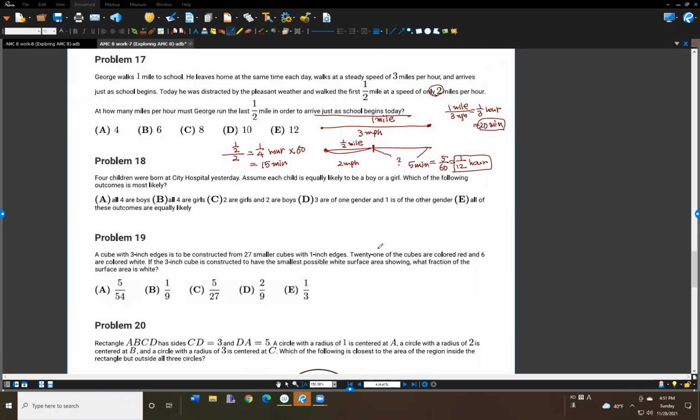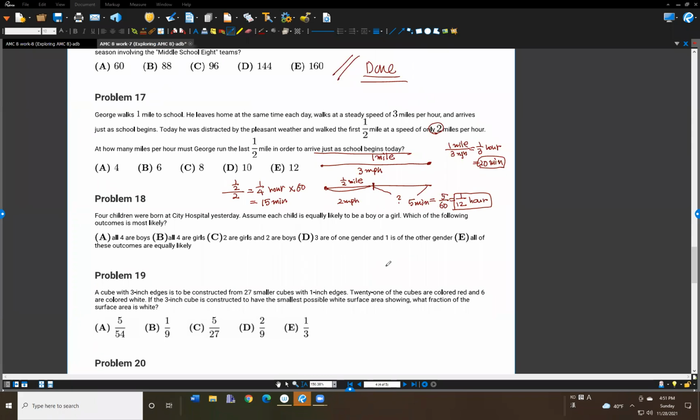All right, number, okay, wait, what did I do? Number 17. I'm gonna fix it here. Okay. It's not allowed to change your ID. Okay.